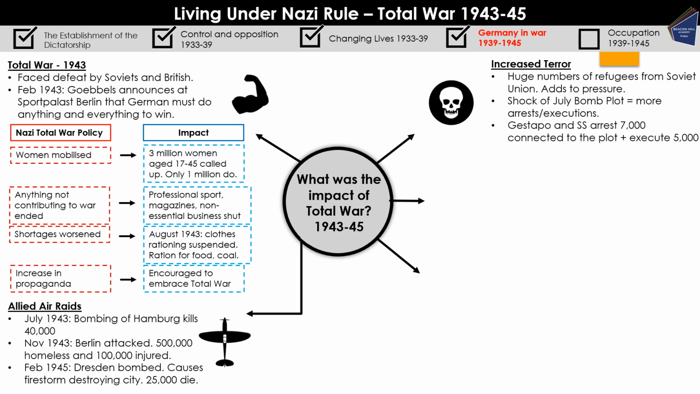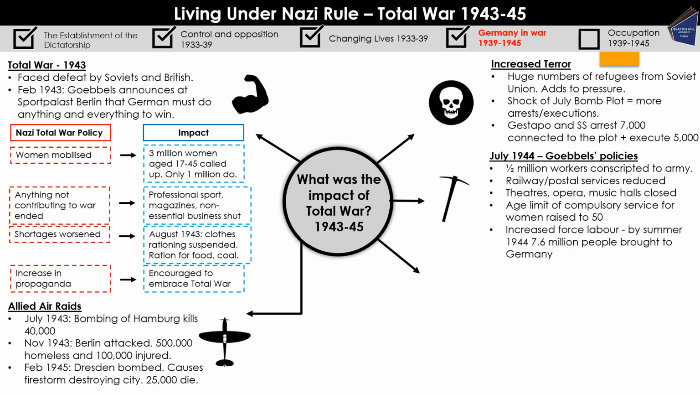And the Gestapo and the SS arrest 7,000 people who are connected to the plot, and they execute 5,000 of them, really showing the fact that the regime had been shaken by this plot and that they want to deter anybody else from doing the same thing.